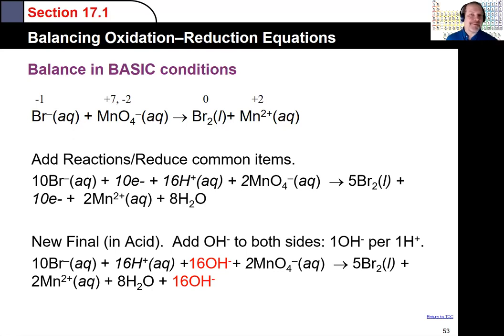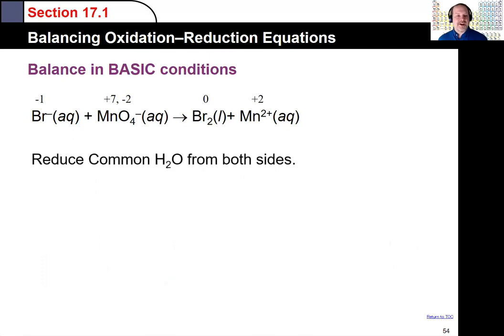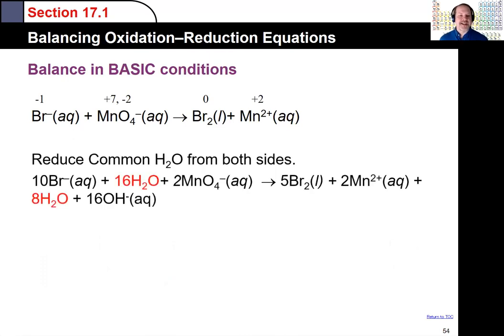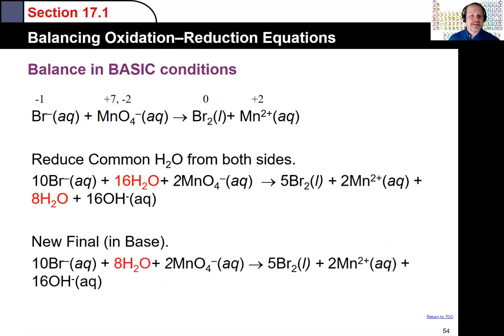And we're going to do a little chemical reaction in our head that says for every 16 hydrogens plus 16 hydroxides, that's going to make me 16 waters. So now we've got 16 waters on that side, and I have the new 16 hydroxides on the product side. Now I look to see if I can cancel anything out, and you should be able to reduce some waters. I can reduce 8 from both sides. So that gets me now to 8 on the reactant side. And now I've gained the 16 hydroxides. This looks like my new final chemical reaction with all the states and charges.